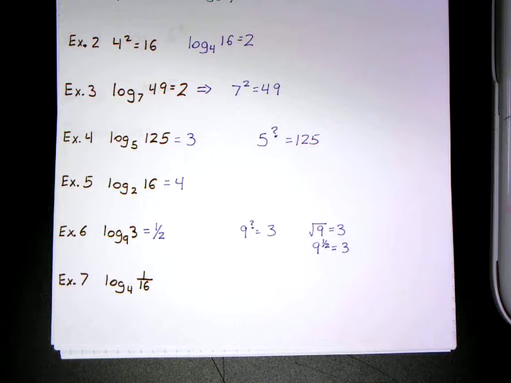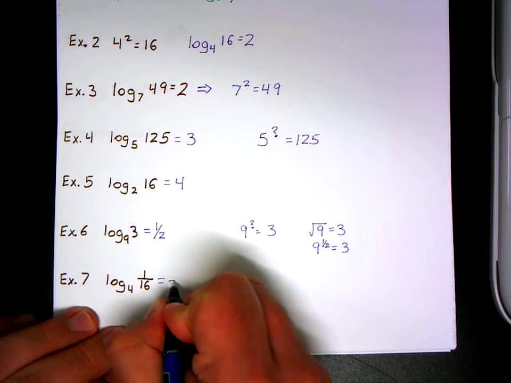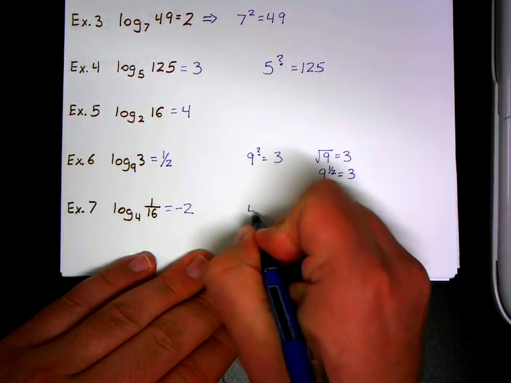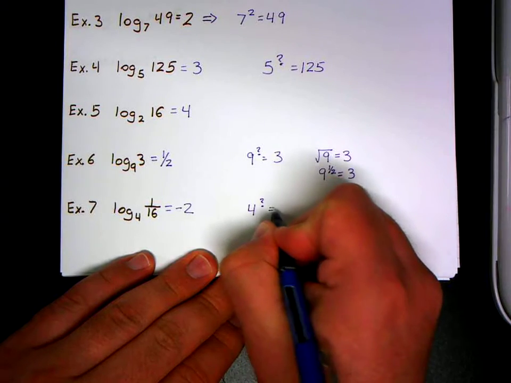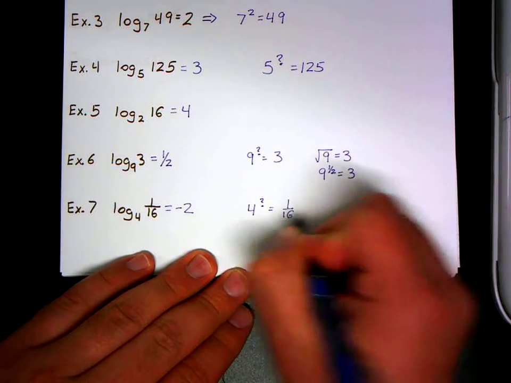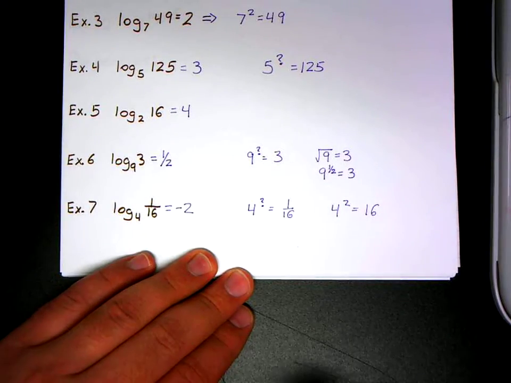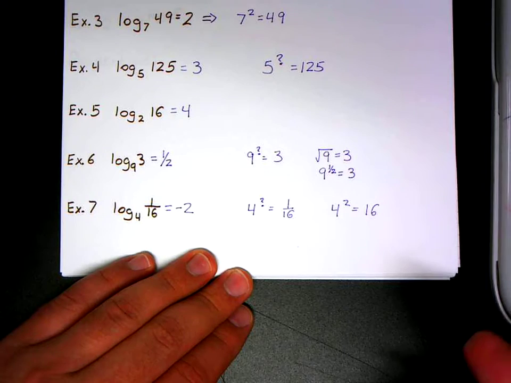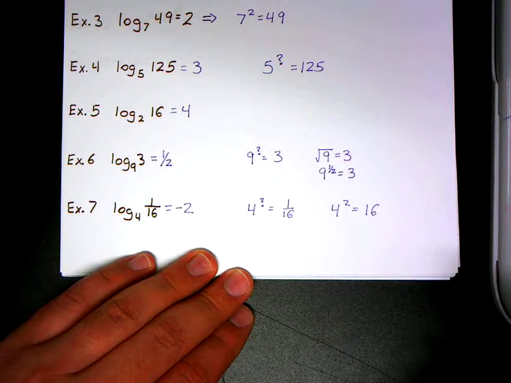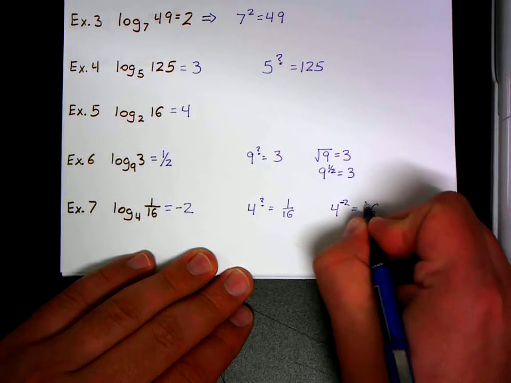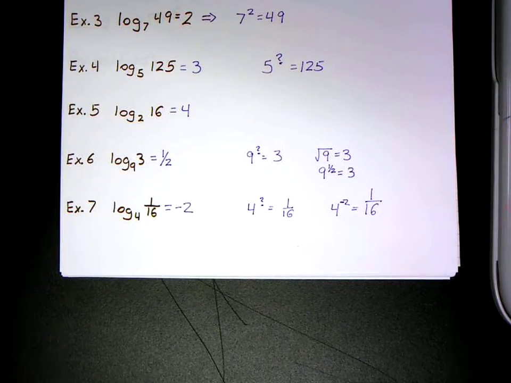Okay, so how about number 7? -2. Number 7 is -2 because, again, 4 to what power equals 1/16? Well, we know that 4 squared equals 16, but I need that flipped over. So what kind of exponent flips us over? Negative. So to get to 1/16, I make that negative, and then that turns me into a fraction.